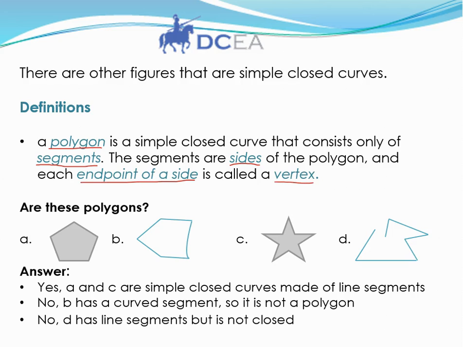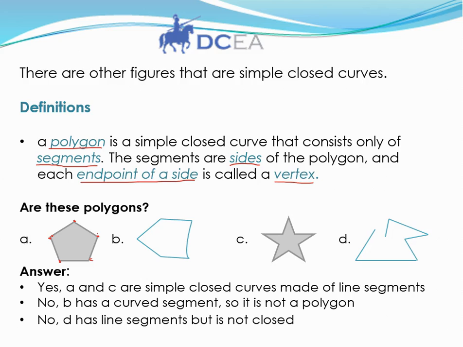So let's look at this polygon here, polygon A. The segments are the sides, so you can see these straight sides, and they're all line segments. Each endpoint of a side is called a vertex. So this shape right here has 5 vertices.